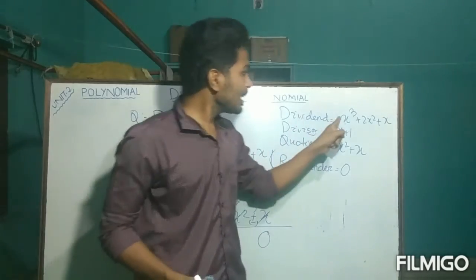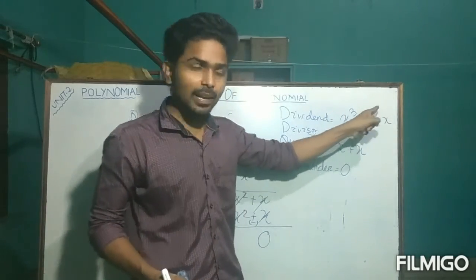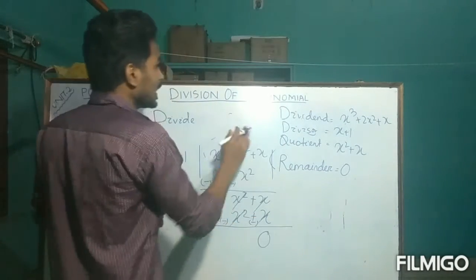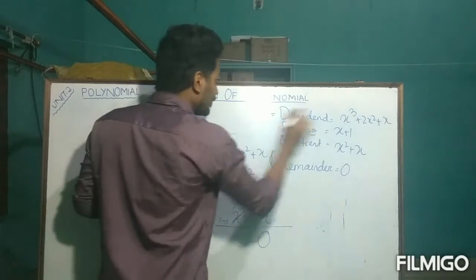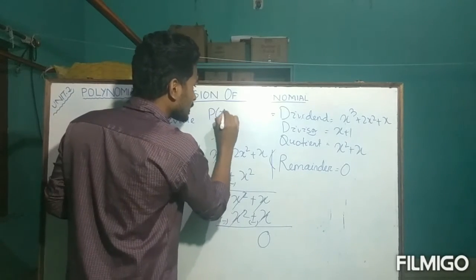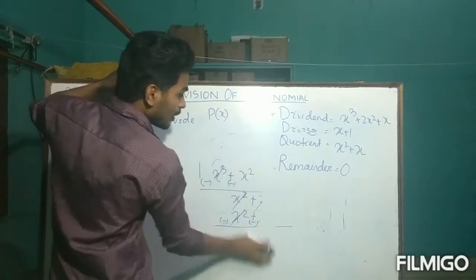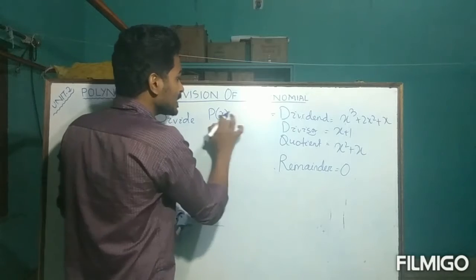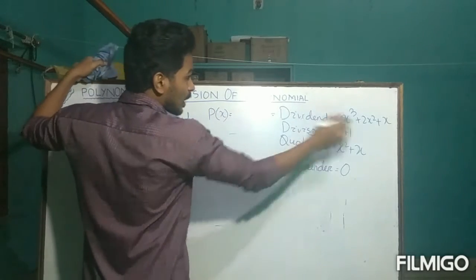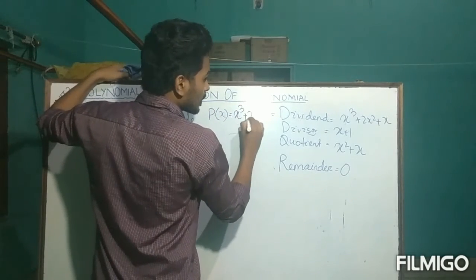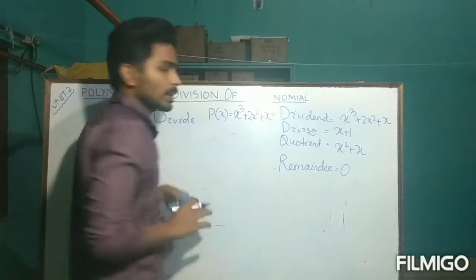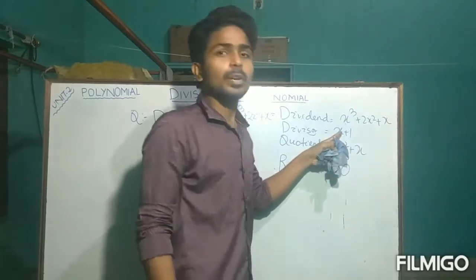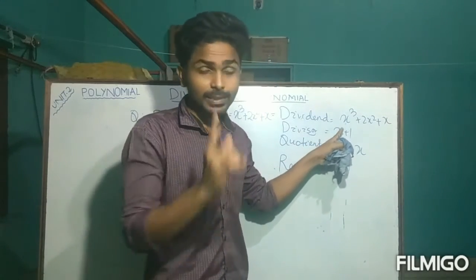See one thing. Dividend is a polynomial. It is a polynomial of degree 3 because the highest power is 3. Since it is expressed in terms of x, we can write the dividend as p of x. So here p of x is x cube plus 2x square plus x. Then the divisor is also a polynomial. It contains two terms, so it is a binomial.